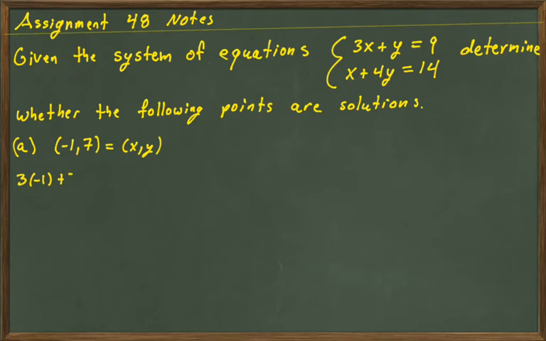So 3 times -1 plus 7, is that equal to 9? -3 plus 7, is that equal to 9? Is 4 equal to 9? Nope, that's false. Okay, we don't even need to bother to check in the second equation. We just say it's not a solution.